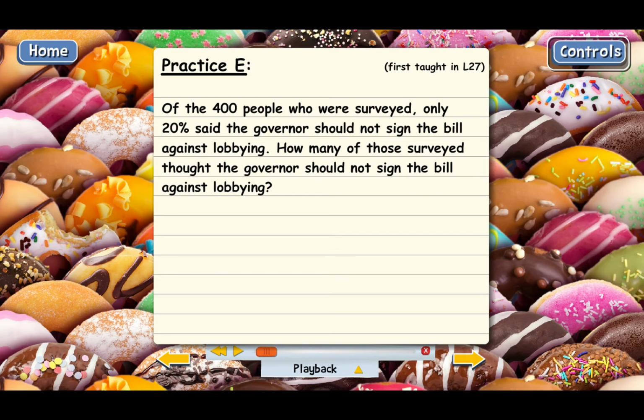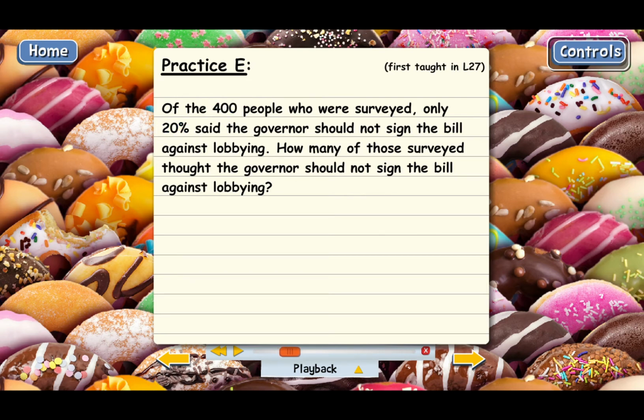We need to translate this word problem into math and then solve it. All right, it says of the 400 people who were surveyed, only 20% said the governor should not sign the bill against lobbying. How many of those surveyed thought the governor should not sign the bill against lobbying? Okay, here we're just trying to figure out what 20% of 400 is.